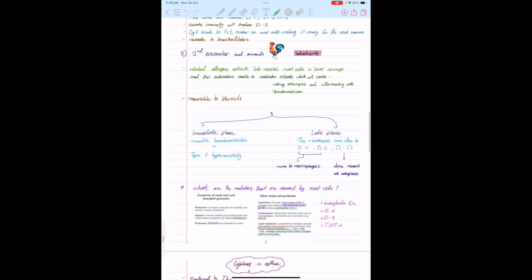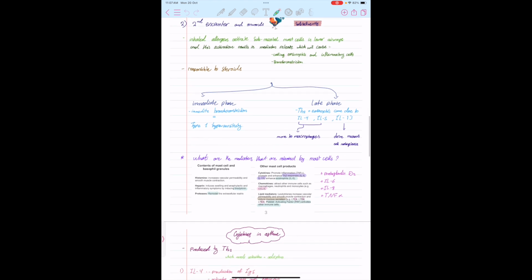The second encounter and onwards, we have the allergen that dives into the mucosa, to the submucosal mast cells in the lower airways. And this activation results in mediator release, which will cause calling of eosinophils and inflammation. Yani, this antigen came and entered the body in the lower airways. This antigen again will cause eosinophils and inflammatory cells to come to the place where this antigen is present, and bronchoconstriction. And this one responds to steroids.